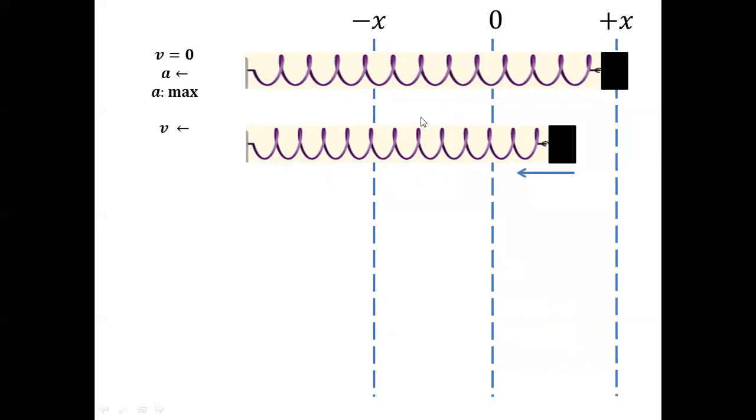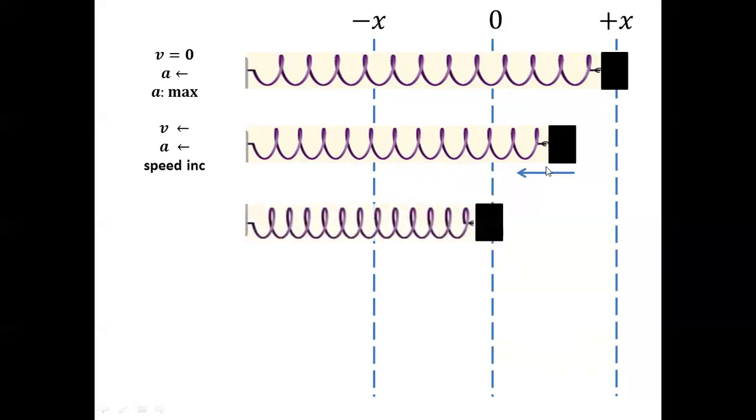Now, notice that the spring is still stretched. Since it's still stretched, therefore it will still exert a force on this object to the left. Therefore, the acceleration experienced by the object is to the left. Since velocity and acceleration are now in the same direction, then the object speeds up.